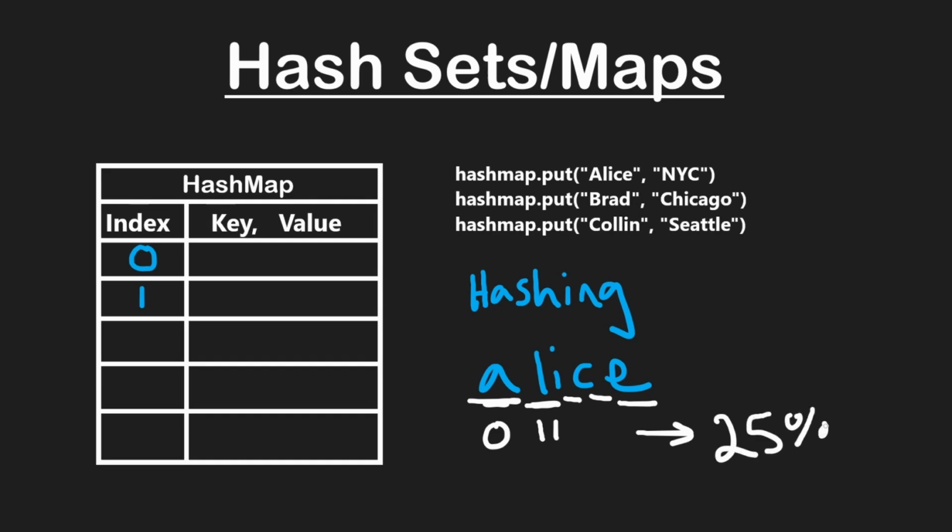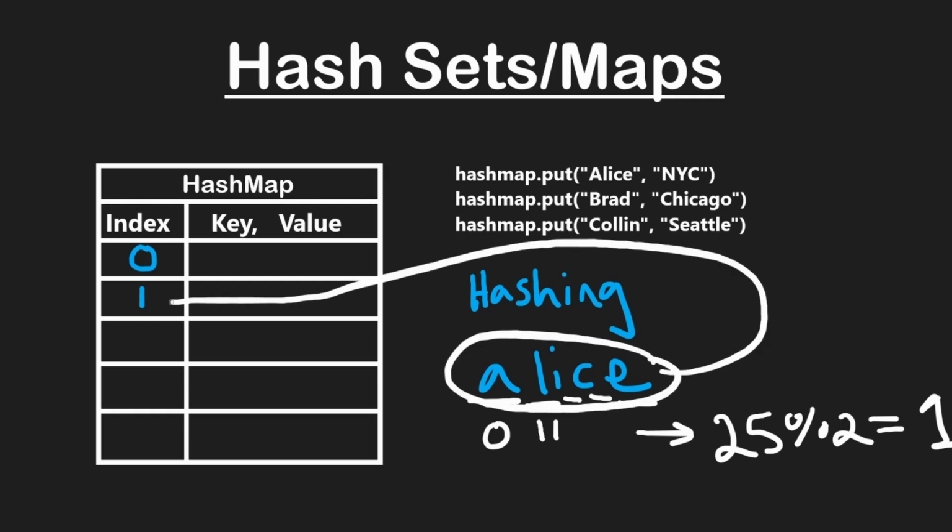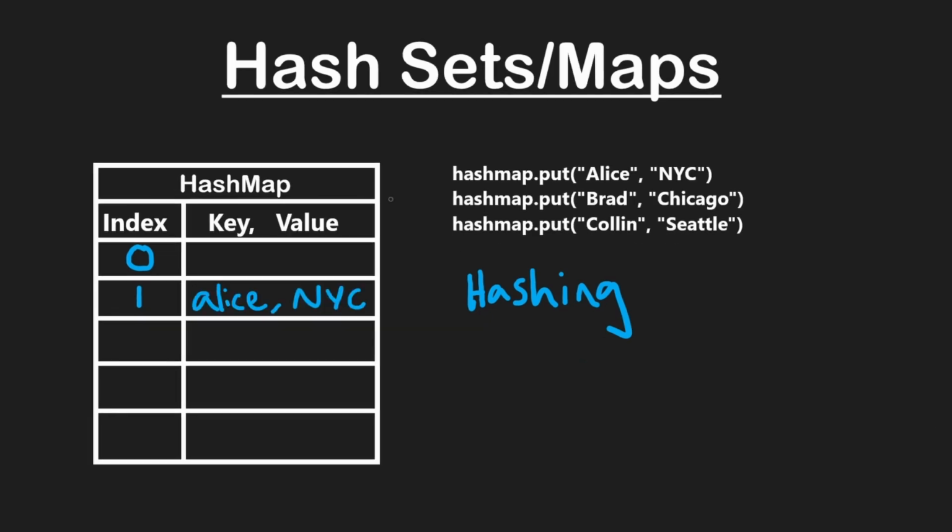So modding this by 2 in this case would lead to 1. So then we'd say Alice is going to be inserted at index 1. The key is going to be Alice, and the value is going to be the city that she lives in, which let's say is New York City in this case.